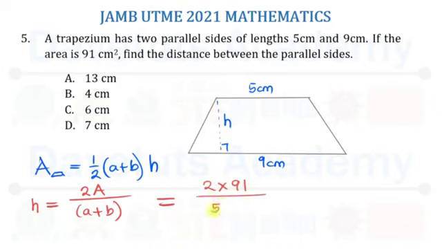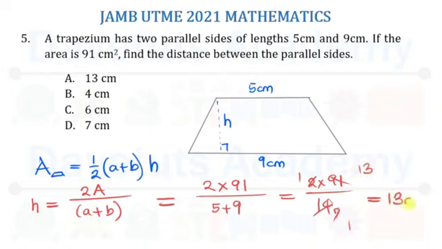Then we have 5 plus 9 as the sum of the parallel sides. So this is 2 times 91 divided by 5 plus 9, which is 14. 2 here 1, 2 in 14 is 7, 7 here 1, 7 in 9 is 1, remaining 2. Okay, 7 in 21, that is 13.